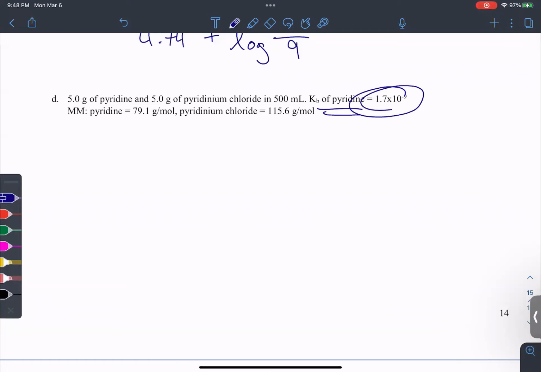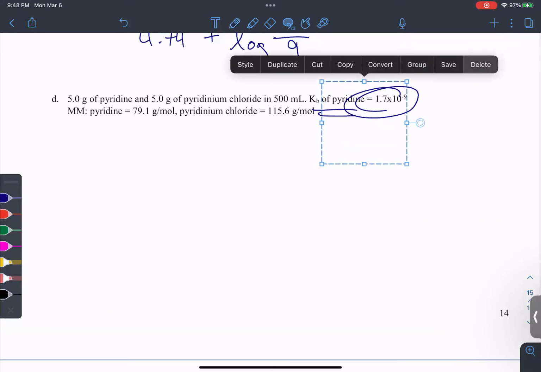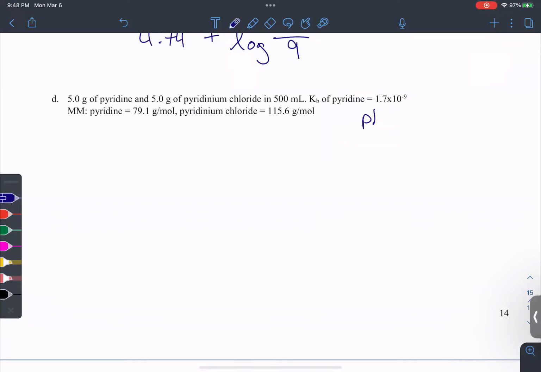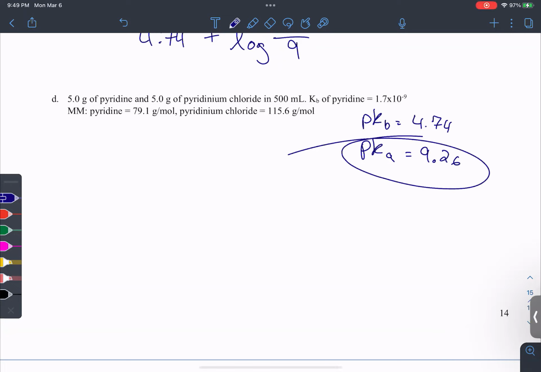No, you got to change this. If you take the negative log of this number, you are actually calculating pKb. So in this case, it's 4.74. So that means the pKa of pyridine is actually equal to 9.26. So that's the number you want to put in your Henderson-Hasselbalch equation. So this one, the pKa. Right, that A is there for a reason.